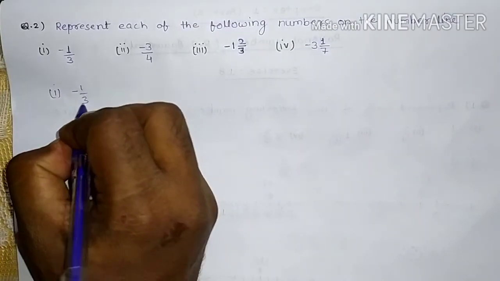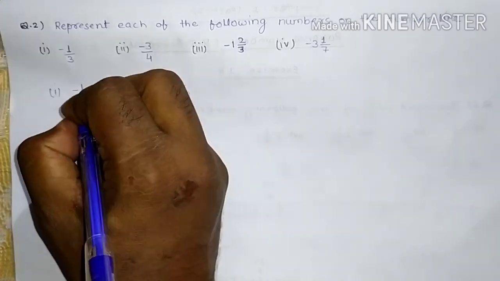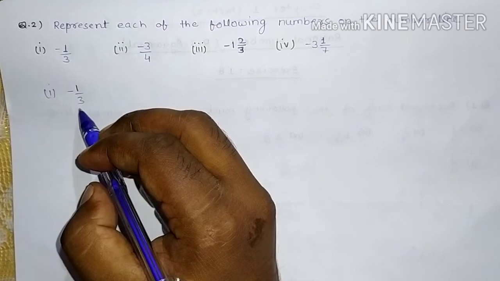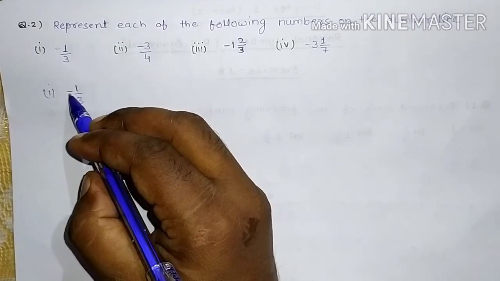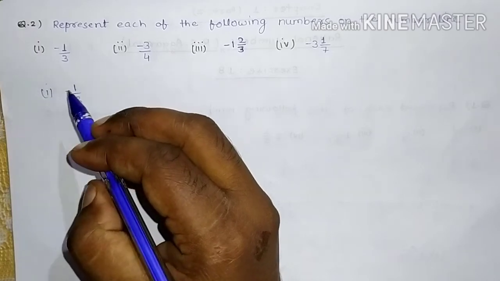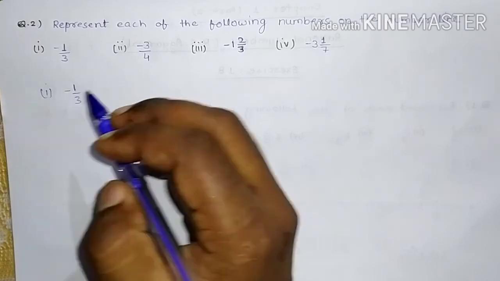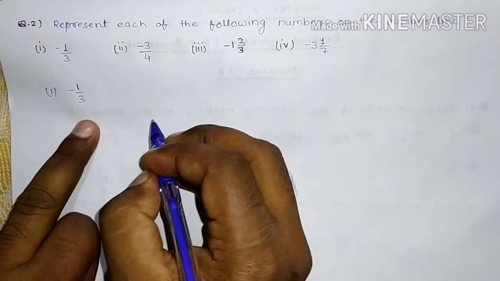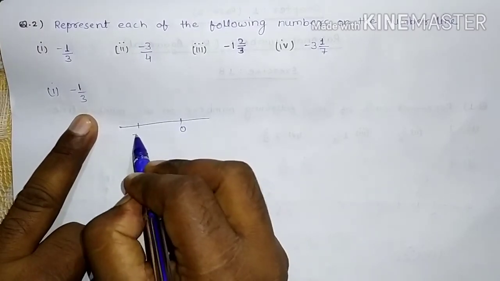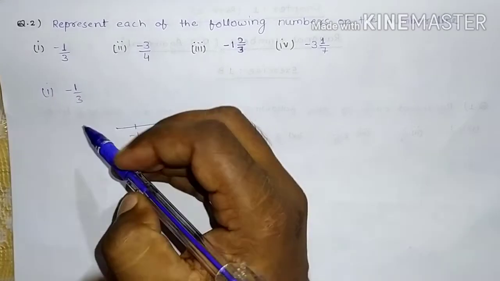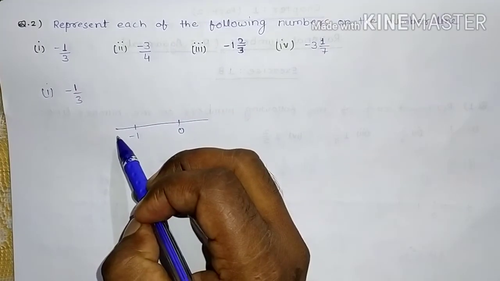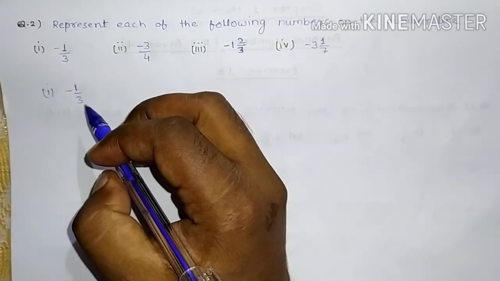-1 by 3. Again the numerator is less than the denominator, so we know that, and it's a negative number, so we know that the number lies between 0 to -1 in the negative direction. Now let's suppose this is 0 and this is -1, and -1 by 3 lies between 0 to -1. Okay, so again the same process.